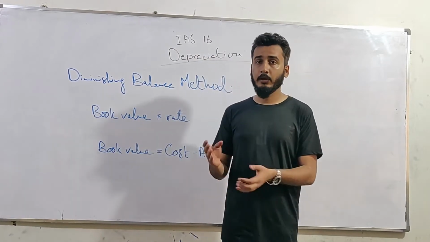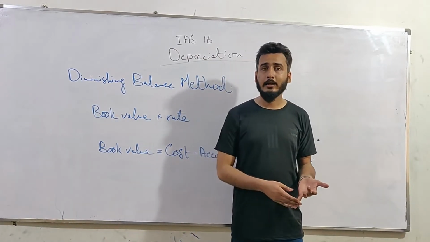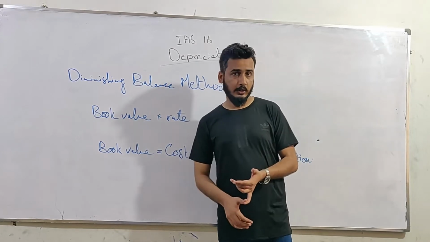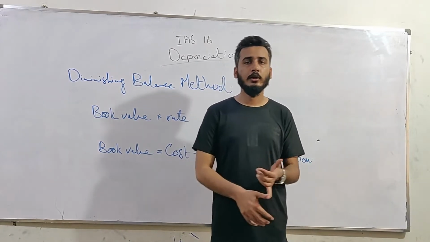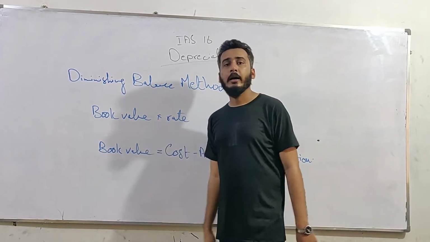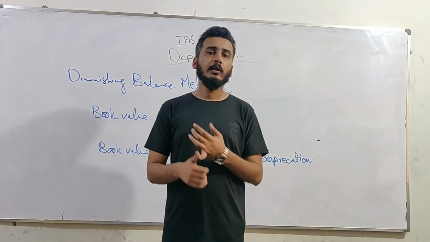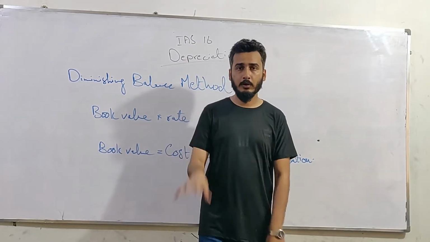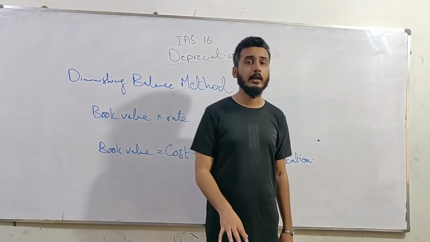Means if we are standing on the second year, at the end of the second year, we have to deduct the depreciation of 2 years from the cost, and we should get the book value of the same year. And by multiplying that book value with the rate, we should get the depreciation for the current year. Now, how to calculate this?